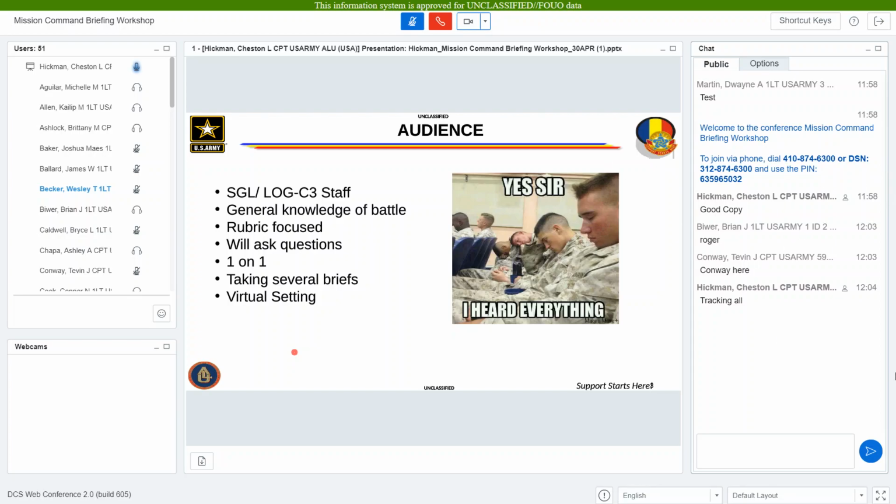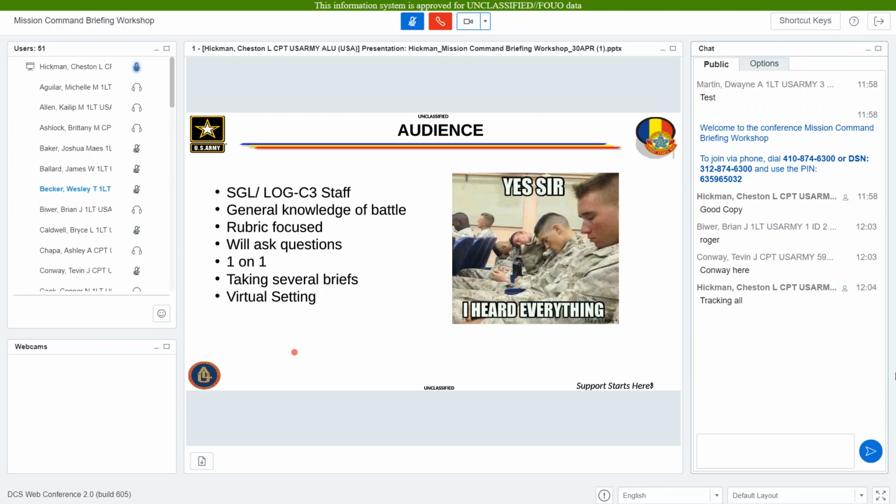Again, it's rubric focused. So it's going to be you versus the SGL, but it's really you versus the rubric. Follow the rubric, trust the rubric, follow the process, and you will be fine. You're accountable for anything else that's not on the rubric, and they'll tell you what could have made your brief stronger. But as long as you follow that rubric and follow it to a T, you will be fine.